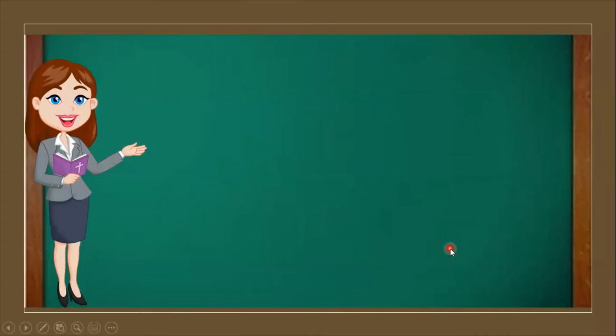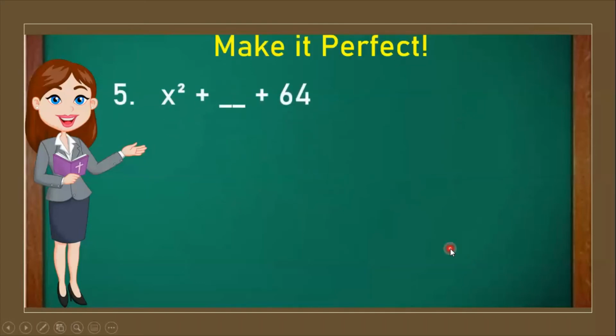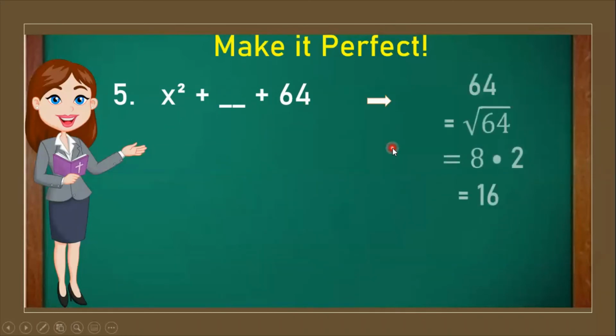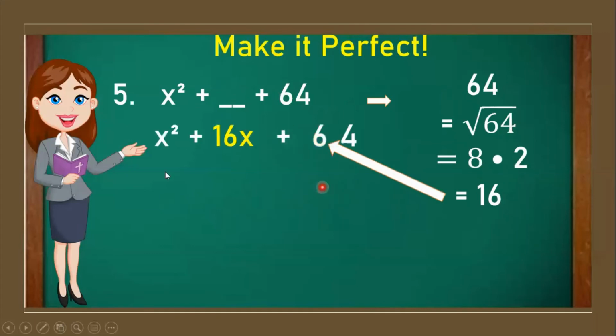Okay, I have two last examples. Number 5. How about if the missing term is the middle term? x squared plus blank plus 64. How can we find the second term? What you will do is get the last term. Our last term is 64. Then get the square root of 64. The square root of 64 is 8. Then multiply by 2, which is 16. So our middle term is 16x. So x squared plus 16x plus 64 is our perfect square trinomial.